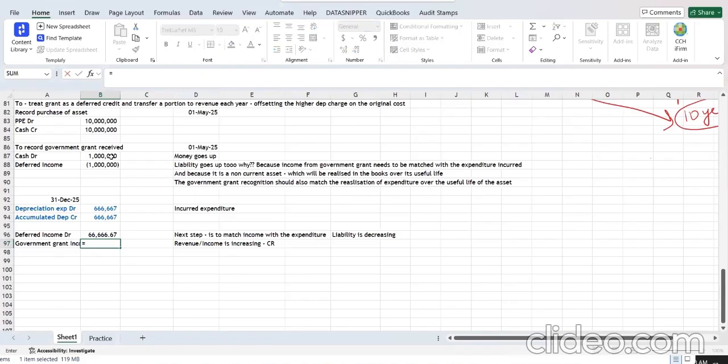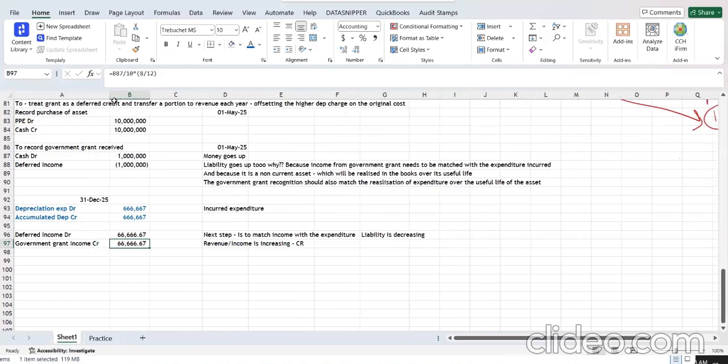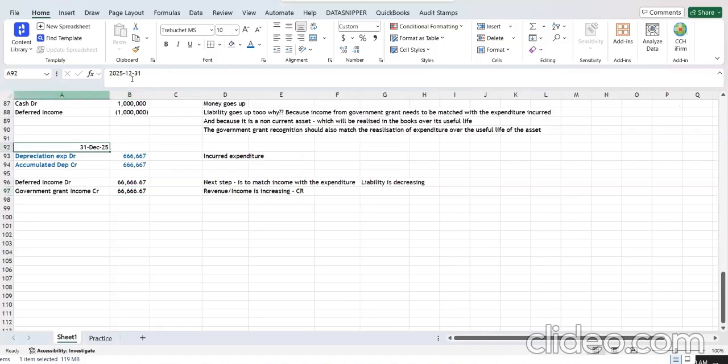Same for here. So 1 million divided by 10 years. Why 10 years, guys? Because useful life of the asset is 10 years. And how many months are we recognizing income for? From May to December. So May to December is how many months? 8 months. So it will be into 8 by 12. So now what's happening, guys? These are the two entries that I've recorded at December 31st.